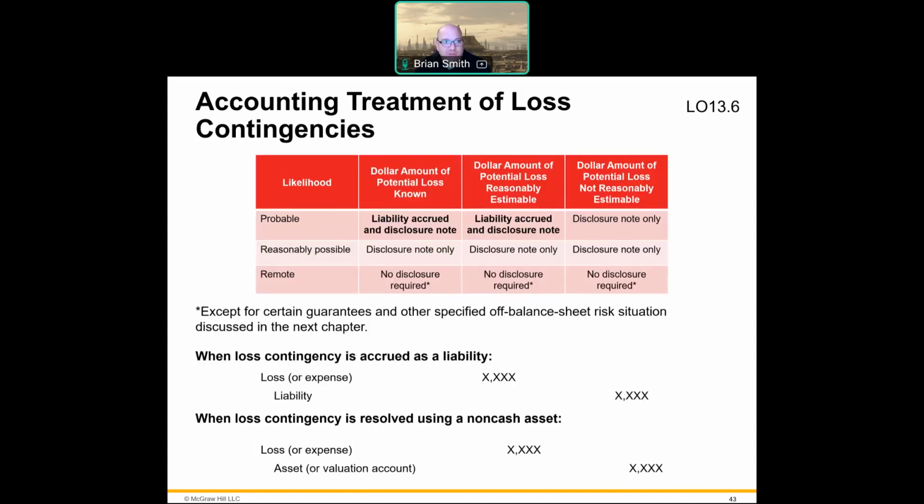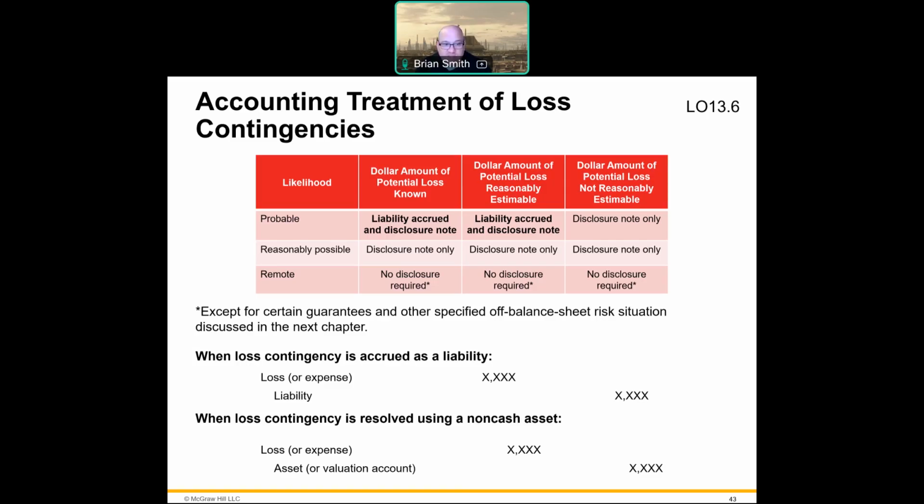If the likelihood of a loss contingency is probable, we are going to record it as a liability and disclose it in a note. That's if the dollar amount of the potential loss is known. If it's unknown but reasonably estimable, we'll still do the same thing. But if we don't know how much, but we know it's going to happen, then we need to disclose it as a note only. If it's reasonably possible, disclosure only. Doesn't matter what the scenario is. If it's reasonably possible, we've got to disclose it. If it's remote, except for certain guarantees and other specified off-balance sheet risk situations, we are not going to have to do anything.